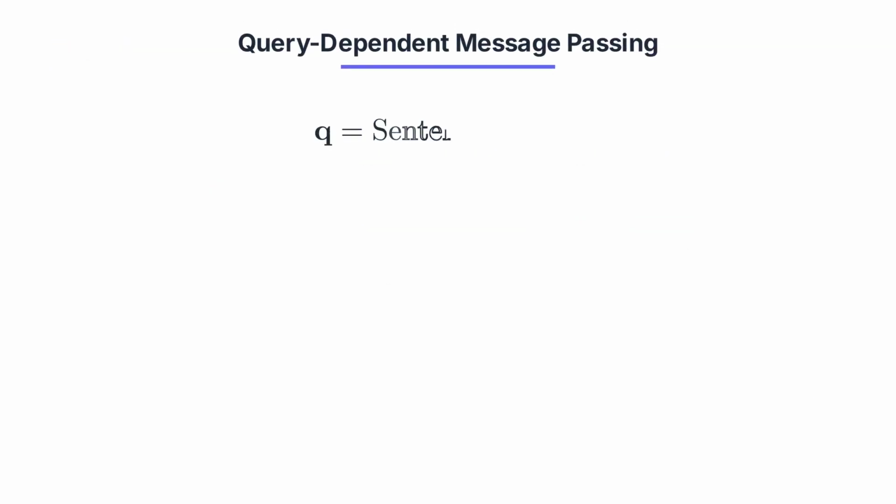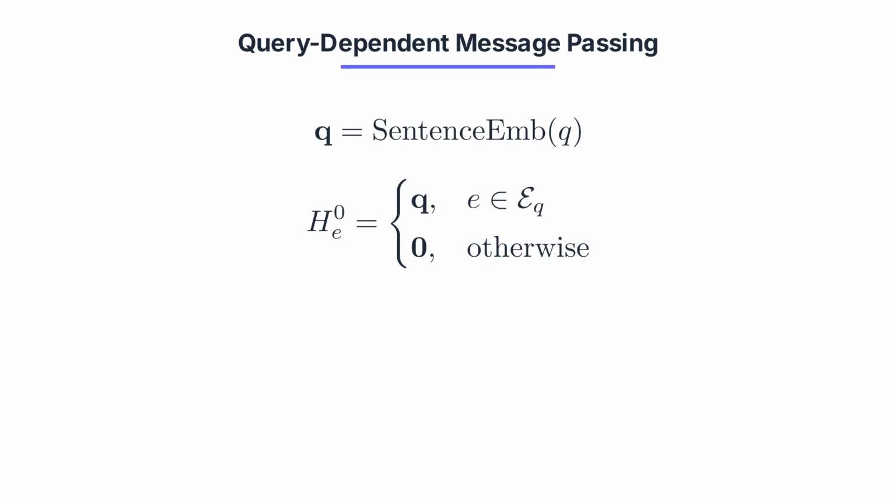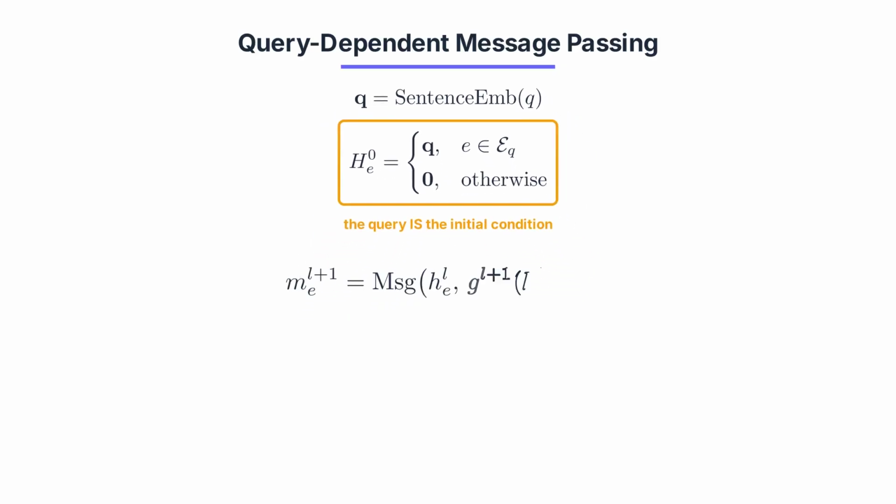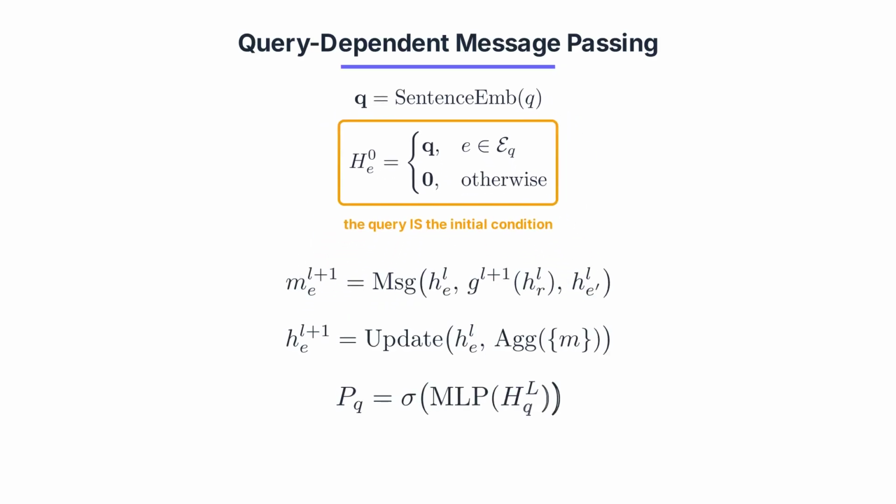The equations are where this really differs from a textbook graph network. Entities named in the query are initialized with the query embedding itself, and every other entity starts at exactly 0. So the query is not a side input to the model, it is the initial condition. Messages then propagate over triples, entities update, and after the final layer, a small network plus a sigmoid turns every entity's vector into a relevance score between 0 and 1.